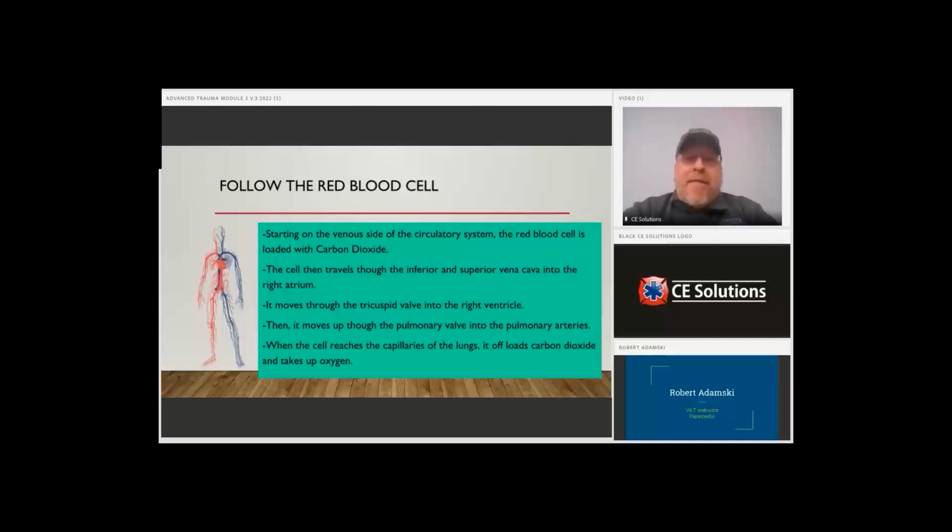And then moving from the right atrium, the blood's going to pass through the tricuspid valve into the right ventricle. It's then going to move through the pulmonary valve into the pulmonary arteries. Remember, blood flow with arteries always goes away from the heart. And then once the erythrocyte or red blood cell reaches the capillaries in the lungs, it's going to off-gas or offload carbon dioxide, and it's going to reuptake oxygen.